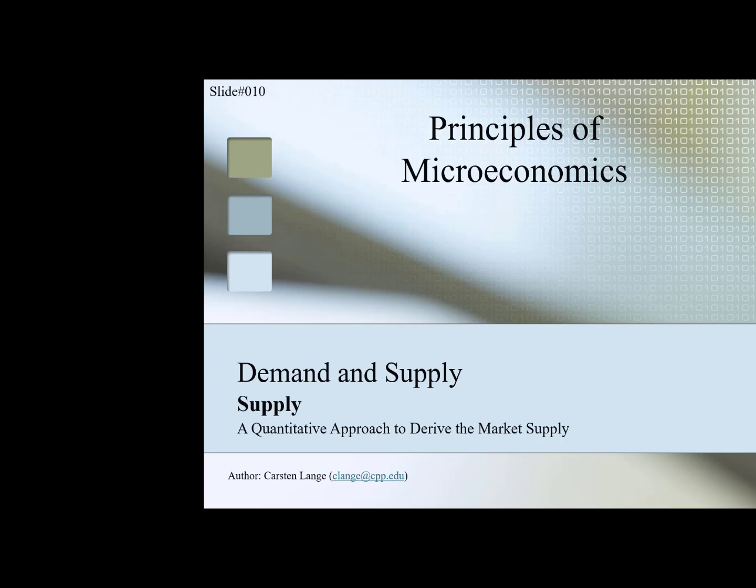Welcome to Chapter 4, Demand and Supply. This is Segment 3 of Module 5, a quantitative approach to derive the market supply.